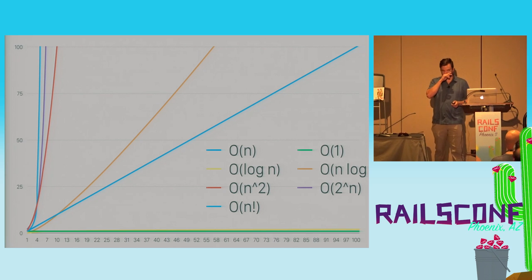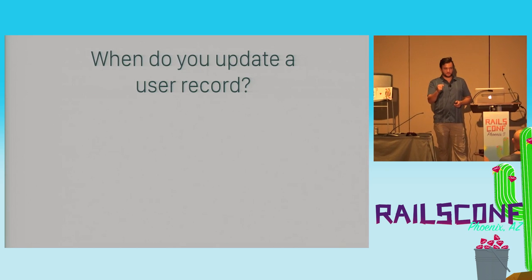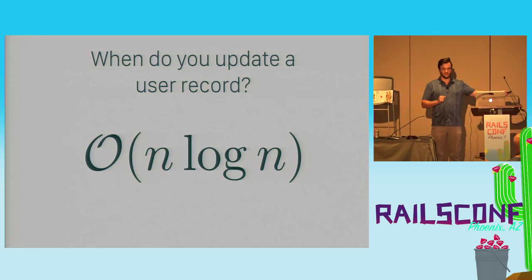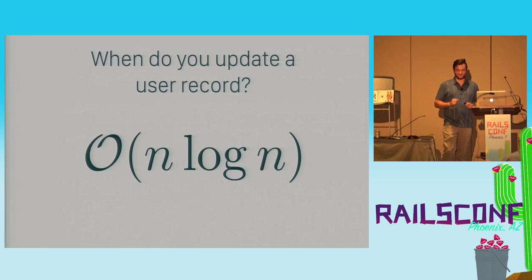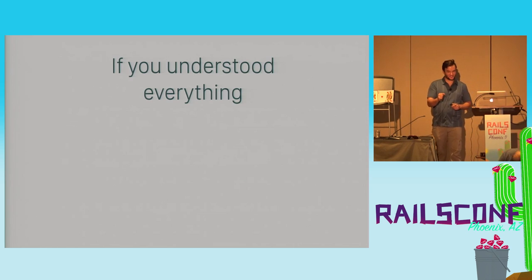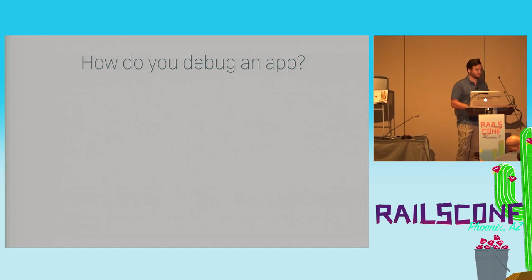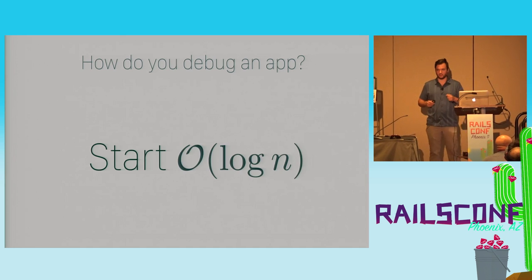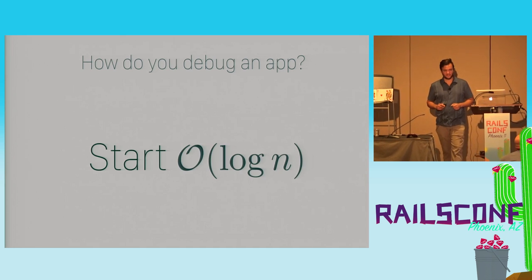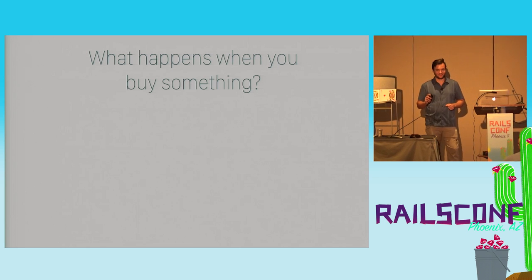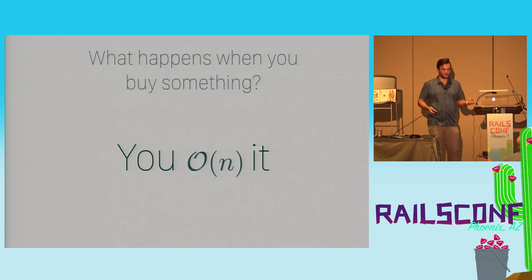All right, so we've gotten through all that. Time for jokes. When do you update a user record? On log n. If you've understood everything so far, I'm really on it today. How do you debug an app? We all know this, guys. You start logging. What happens when you buy something? I promise this is the last one. Well, obviously you own it. This is a dumb question.